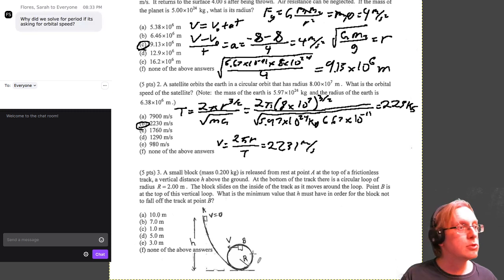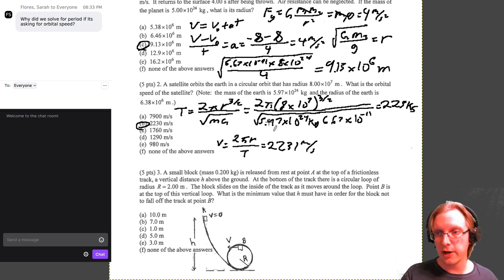2 meters loop. Why did we solve for the period if it's asking for orbital speed? Because I had an equation that related the full circumference of the orbit, and so I needed the period of that orbit to find its velocity.